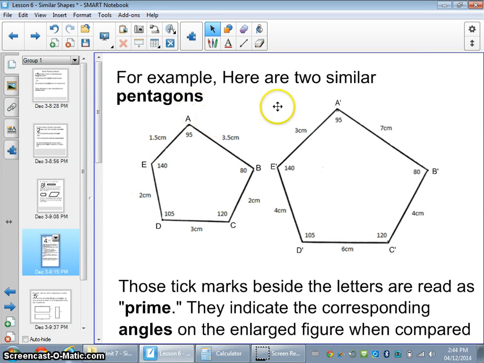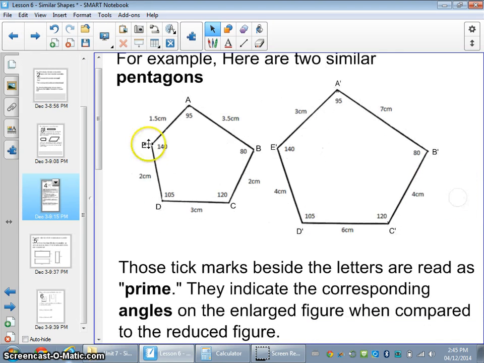So for example, here are two similar pentagons. We're being told they're similar, and it's true because look at their angles. They're all the same, 95, 80, 80, 120, 105, 140 for both shapes here. And then look at the side lengths from this one to this one. Multiply by 2, get 7. Multiply by 2, get 4. Times 2 is 6. Times 2 is 4. And times 2 is 3. So each side here is twice as long, and each angle is the exact same. So these are similar shapes.